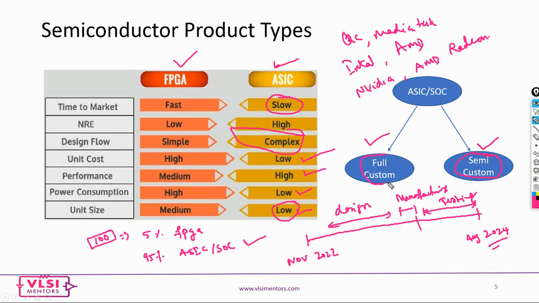Okay, and what about full custom? Full custom is completely analog, the schematic level circuit design and simulation, and then you do something called layout. Full custom chips, when it comes to ASIC, are very few, and semi-custom is what almost everyone is following.